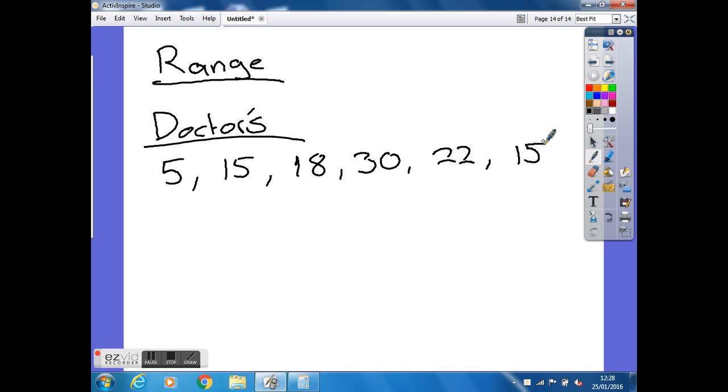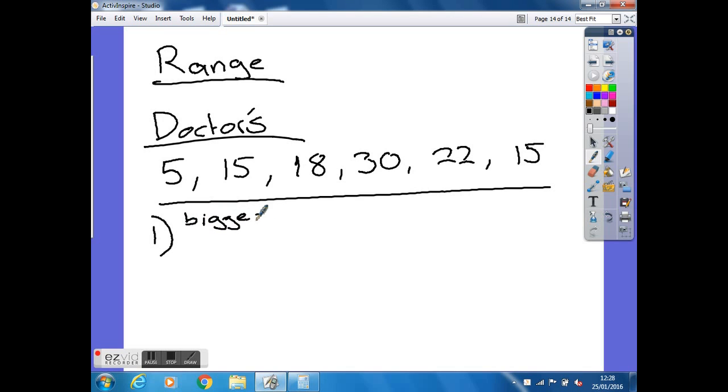Right, so the first step, always the same for every style of question when you're looking for the range, is to find your biggest and your smallest number. Just looking at the number sequence above us, you can see our smallest number is going to be the 5 at this end, and we know that your biggest number is going to be 30 in the middle there.